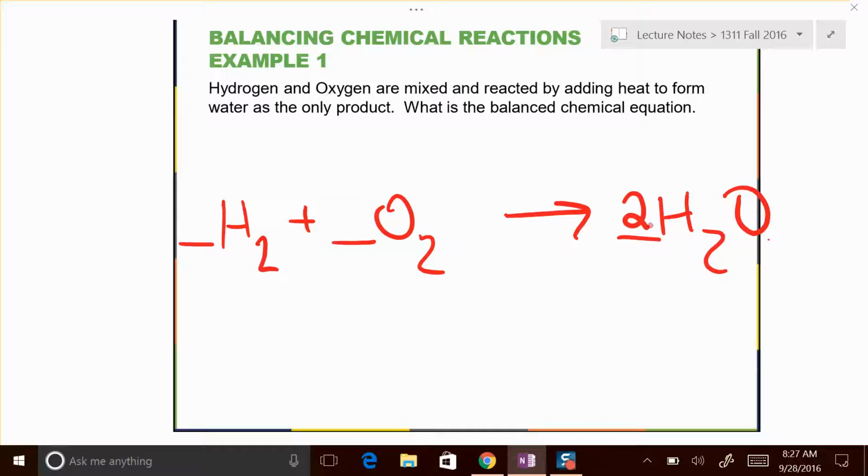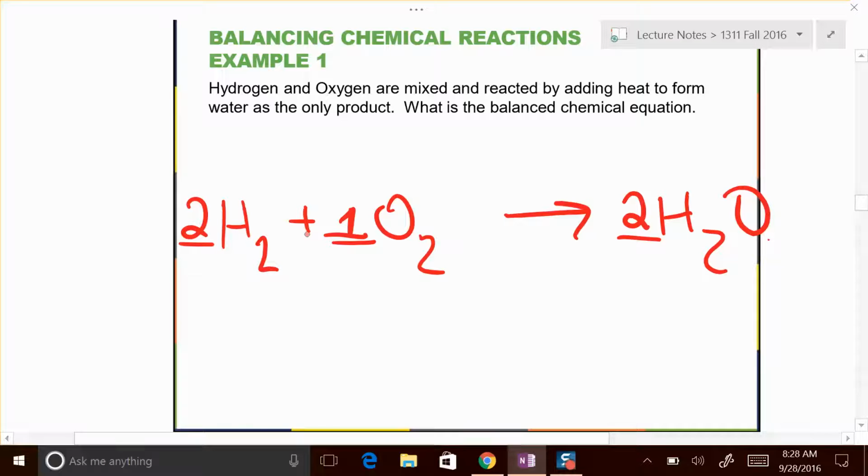Now let's go back over here. It's not balanced anymore on the product side, on the reactant side, excuse me. So how am I going to balance the reactant side? Okay, I could put a 1 there, that's fine. I don't have to, but that's fine. Okay, so this is my balanced chemical equation. I need 2 hydrogens and 1 oxygen, and that will form 2 H2Os. This is my balanced chemical equation.